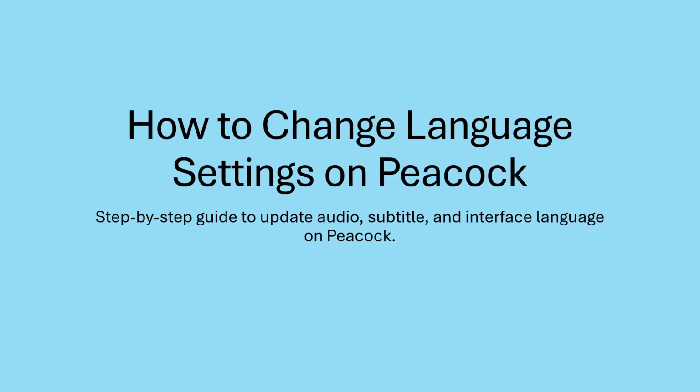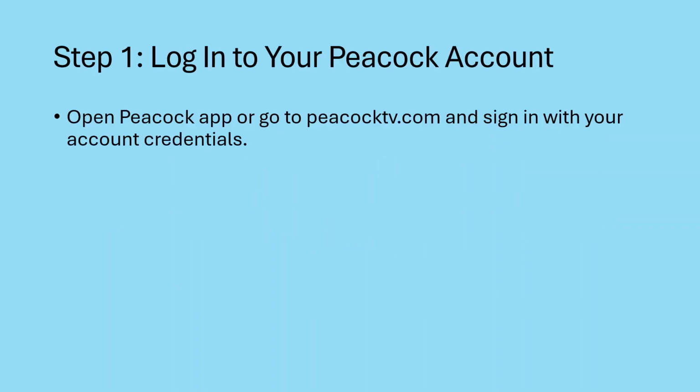In this video, I'll show you how to change the language settings on Peacock really fast. Step 1. Log into your Peacock account. Open the Peacock app or go to peacocktv.com and sign in with your account credentials.